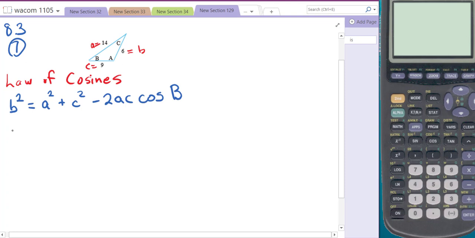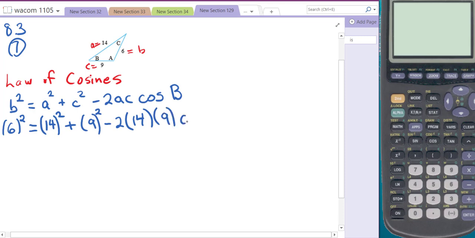So I have 6, and I'm going to square it. A is 14, and then I'll square it. C is 9, and I'll square it. Minus 2 times A, which is 14, times C, which is 9, times the cosine of angle B.